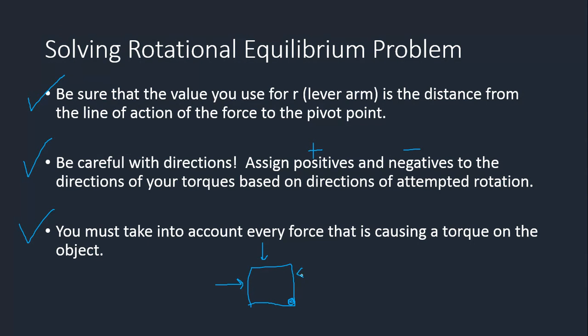But one cool trick: any force that is acting through the pivot point, causing 0 torque, ends up just being a 0 in our addition equation, so you can ignore forces that are not causing torque. That is, any force whose line of action is acting through the pivot point.